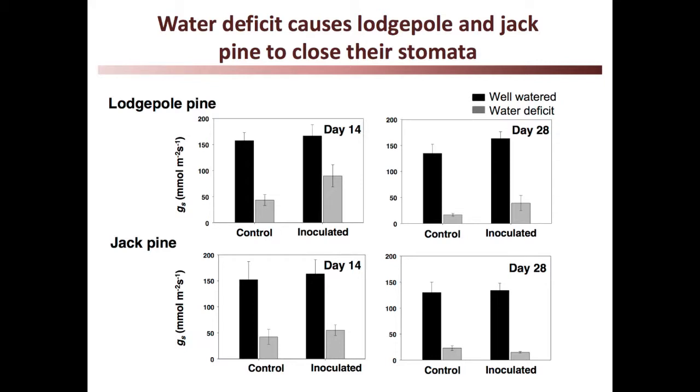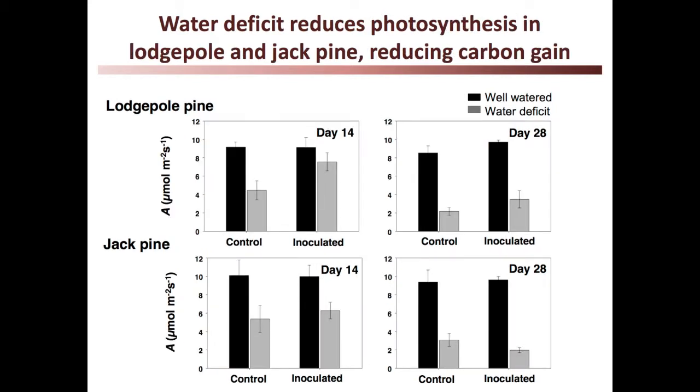So pines are conservative water users. We see that even under a mild water deficit, they will close their stomata. That means they're not transpiring, and we would predict then that because they're closing their stomata, photosynthesis would be reduced, and that's going to reduce the overall carbon gain. That's the carbon that's available for growth or partitioning into defensive pathways. And this is in fact what we see.